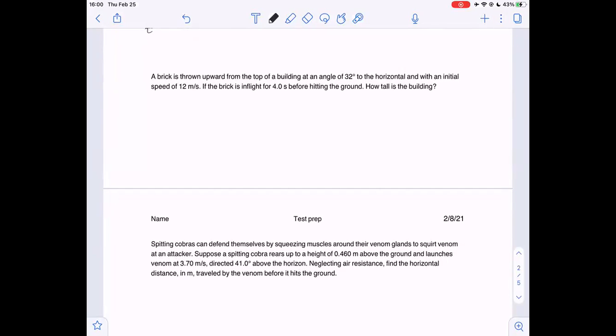Okay, now we have a brick is thrown upward from the top of a building at an angle of 32 degrees to the horizontal with initial speed of 12 meters per second. Brick is in flight for 4 seconds before hitting the ground. How tall is the building?